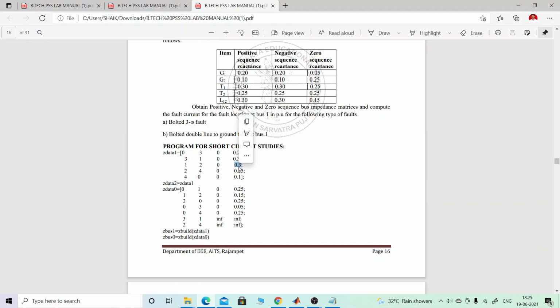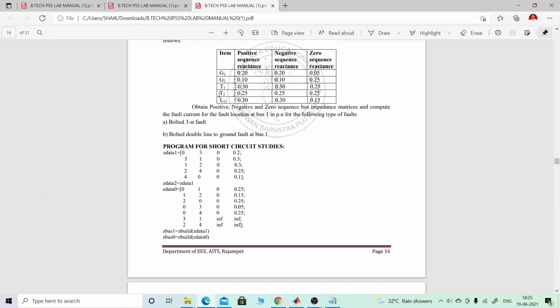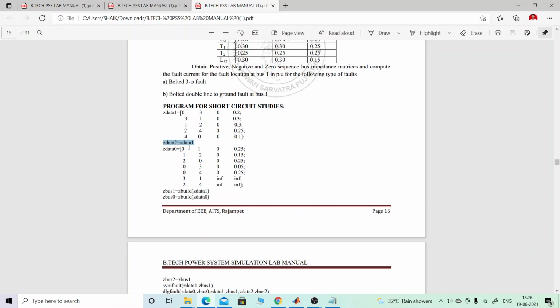So here the concept is line 1 to 2, generator 1 at node 3 and generator 2 at the 4th node, and the common base is 0. 2 to 4 is 0.25, that is transformer 2, and 4 to 0 is generator 2, that is 0.1. As the default, the Zdata2 is the same as Zdata1, so I am assigning the Zdata1 values to Zdata2.